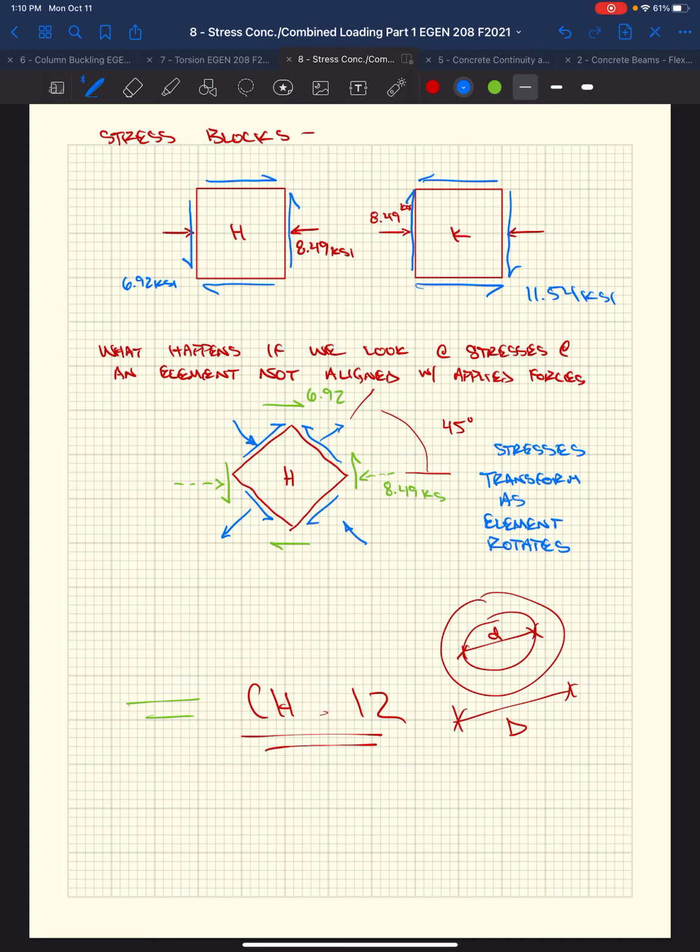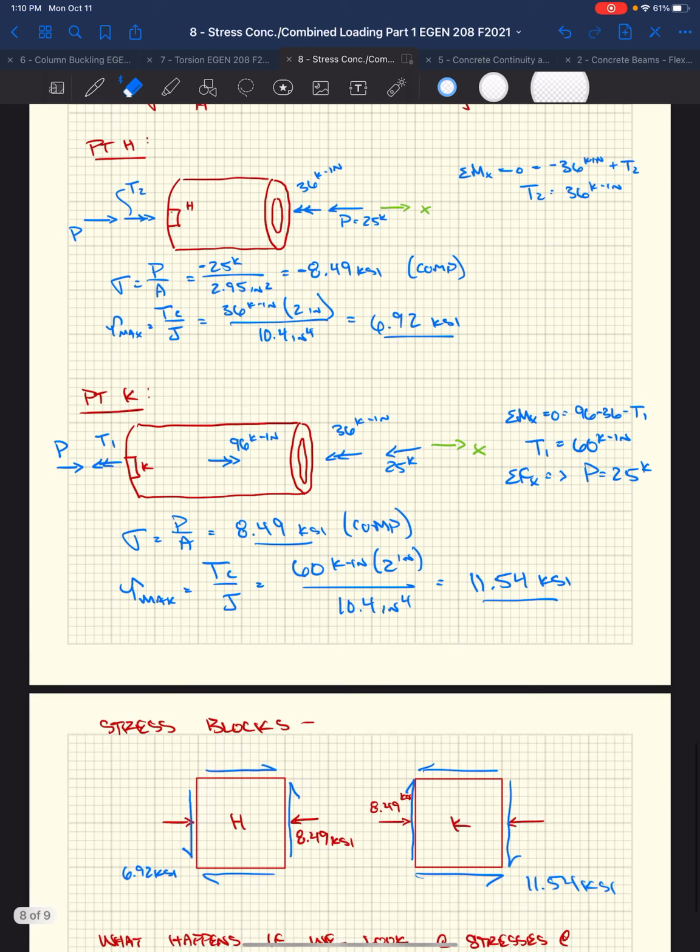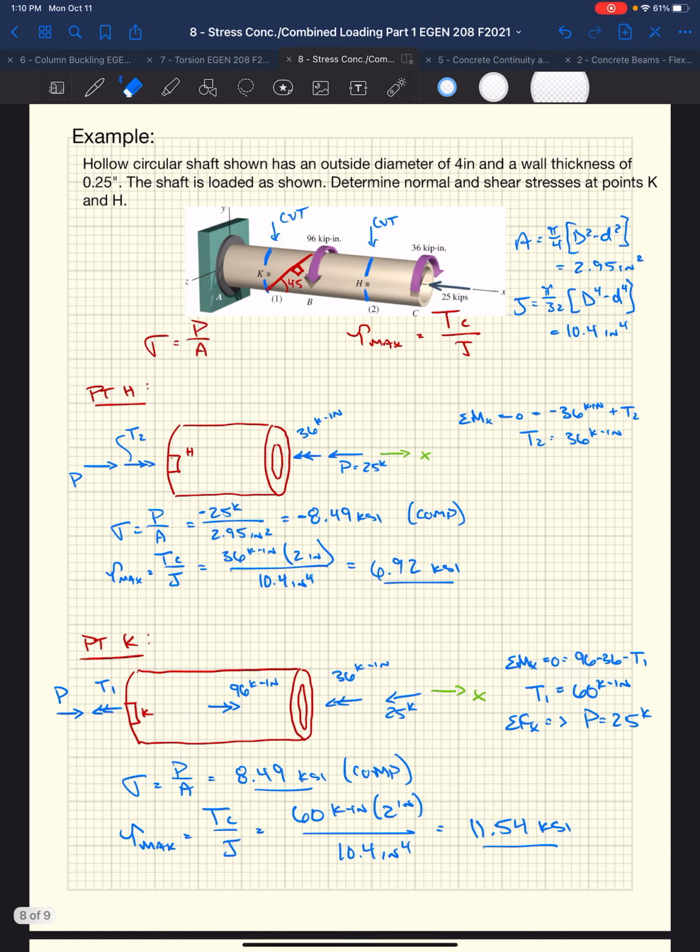So on Friday, we talked about this idea of combined loading, right? We went through this little example where we had a pipe, say it was affixed to a wall and it cantilevered out, and it had a couple applied torques to it, and then it had an axial compressive force applied to the end of it, okay? And when we do that, we figured out what is going on with respect to the stresses, right? Our normal stresses and our shear stresses at 2 points along the length of this pipe.